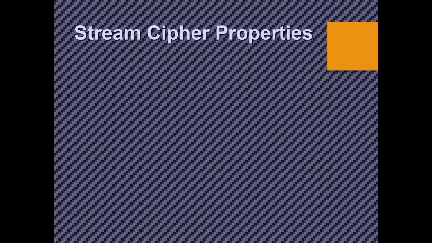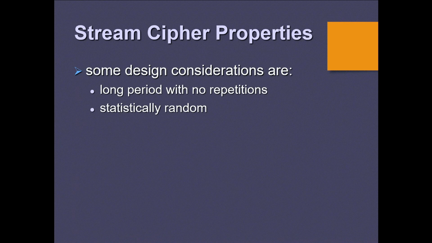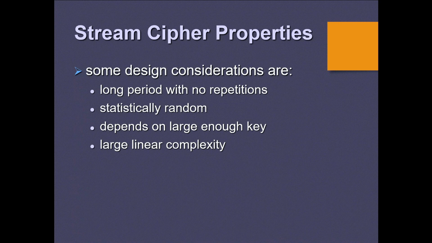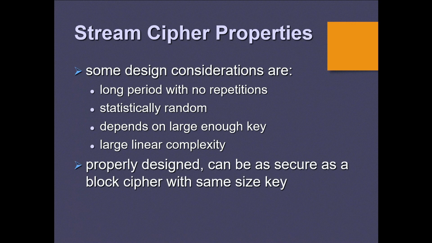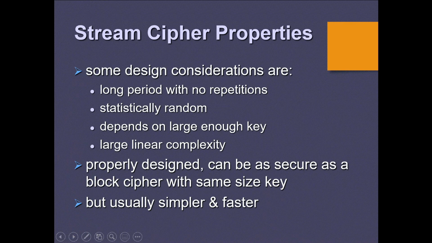Now let us look into the properties of stream ciphers. These properties are designed based on certain important considerations. The encryption sequence should have a longer period so that no repetitions occur, because more repetition means more opportunity for brute force attacks by hackers. This should be avoided. Therefore, no repetition is the key.